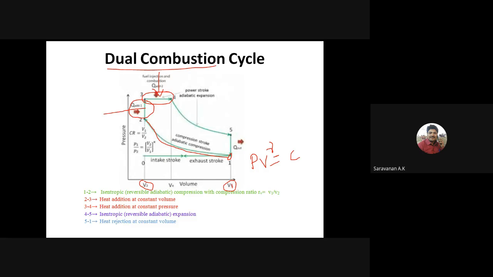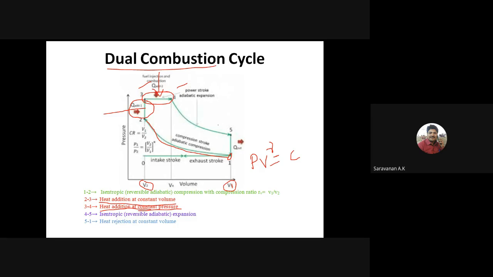Then process 2 to 3 is the partial heat addition process at constant volume. Then 3 to 4 is a constant pressure process, where some heat addition also takes place. Then 4 to 5 is the power stroke, which is the reversible adiabatic expansion process.